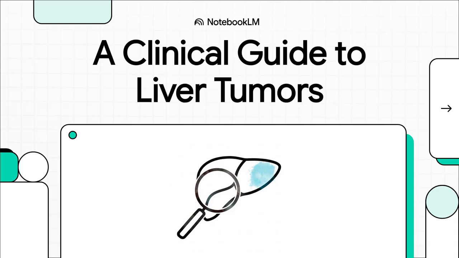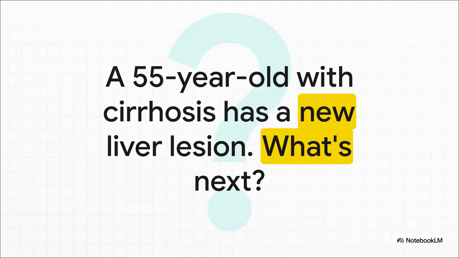All right, welcome everyone. Today, we're going to tackle a super common clinical problem, the incidental liver lesion. You are going to see this constantly, so our goal here is to build a really solid mental map, a framework you can use to confidently work up these cases, right from that first scan all the way to a final diagnosis. Okay, let's just jump right into it with a classic scenario.